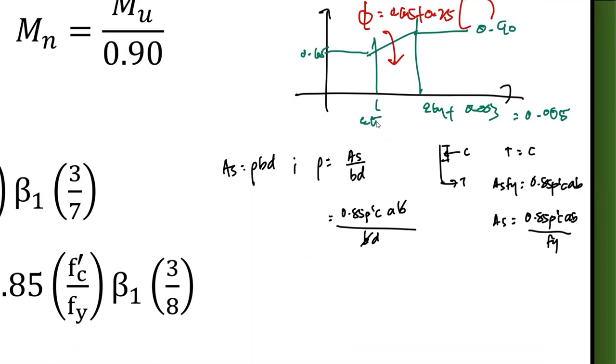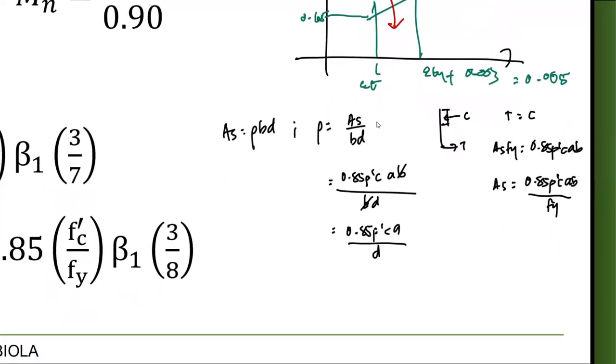So, dito, pwede natin cancel yung B. So, matitira is 0.85 F prime C A over D. Okay? Then, saan natin makukuha si value ng D? So, meron tayo sa strain diagram naman natin. No? We have a value of 0.003. We have here, this is C. This is D minus C. And then, ito yung ating ET. No? So, sabi natin, alam na natin by formula yan na ET is 0.003 (D minus C) over C.